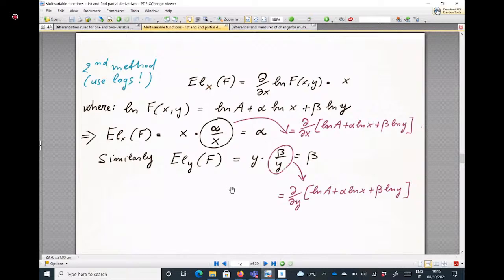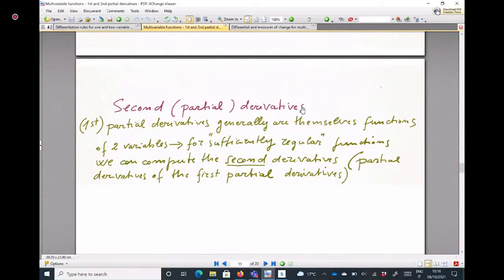My suggestion is that in general, if you have a function of two variables and you want to compute the elasticities, and the function has a multiplicative structure, you take logs first, and then you compute the derivative of the logs, and then you multiply by x or by y, depending on the elasticity that you want to compute. Okay?